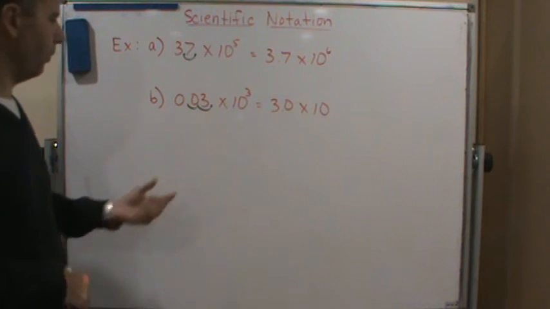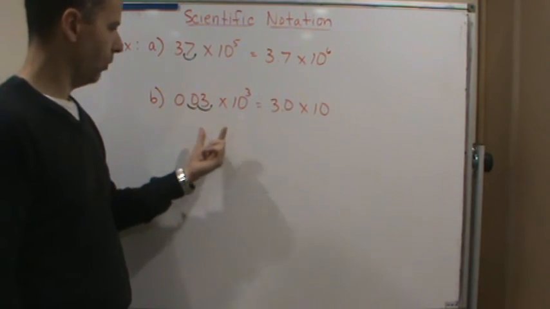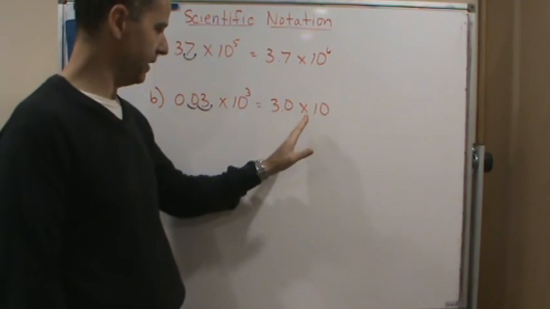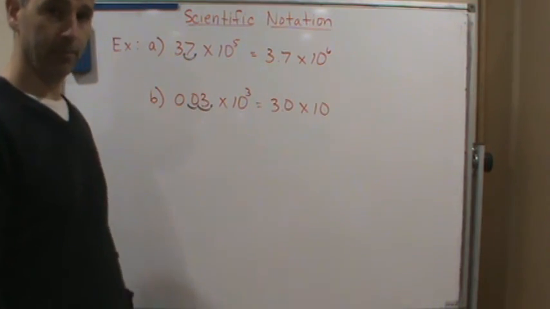Okay? So again, what is 0.03 times 10 to the third? Well, that's 30. Well, so is this. Okay, so they do represent the same number, except this is in scientific notation now. Okay, this wasn't.